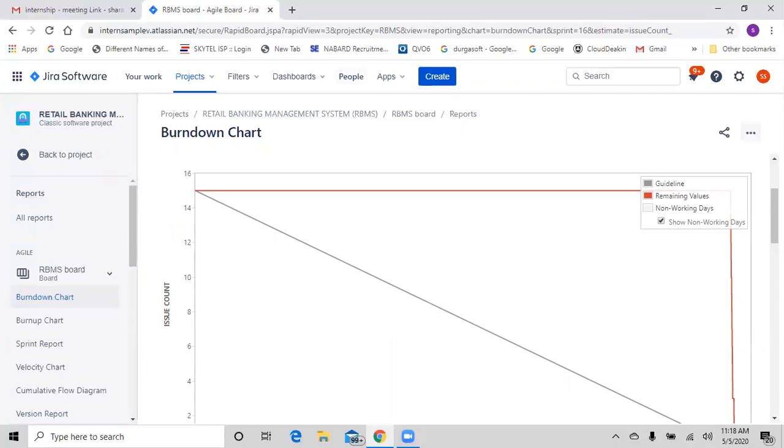Correct. So with this, we can easily track where people are working, whether anyone is sitting idle or anyone is dragging the user story. Everything we can track using these burn down charts. Possibly understood, right? Yes. That's the reason Jira is such a successful tool in the market.